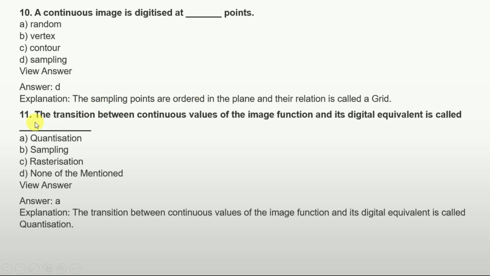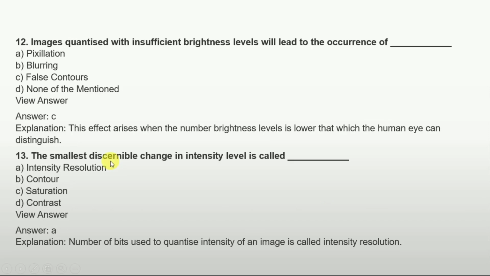And the next question is, the transition between continuous values of the image function and its digital equivalent is called. Option A is quantization, option B is sampling, option C is restoration, option D is none of the mentioned. So the answer is option A, that is quantization. The transition between continuous values of the image function and its digital equivalent is called quantization. New question is, an image quantized with insufficient brightness levels will lead to the occurrence of dash.